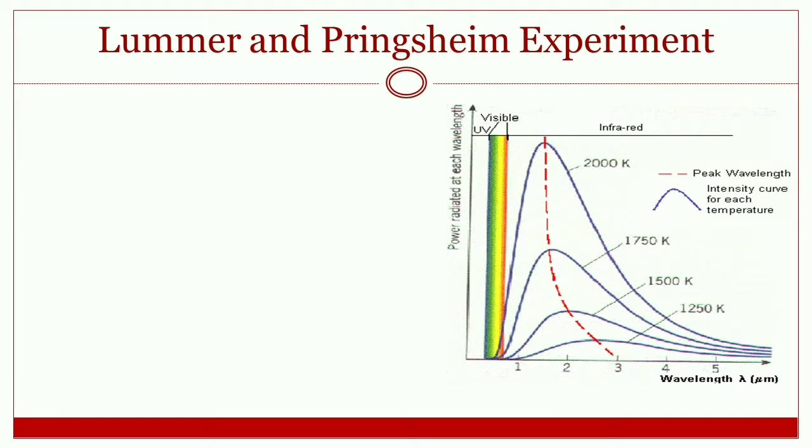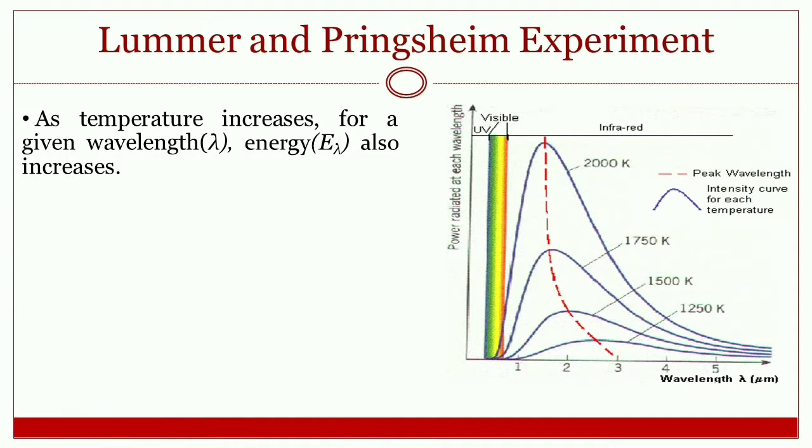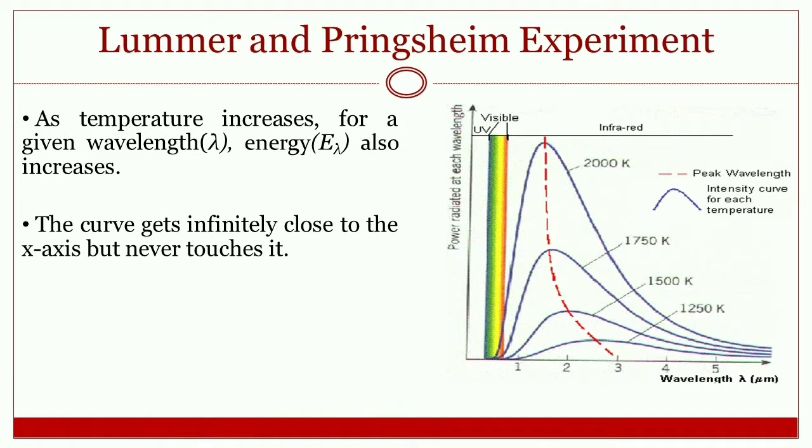Then Lummer and Pringsheim experiment. Lummer and Pringsheim observed the variation of power radiated versus wavelength at different temperatures, as shown in the figure on the right hand side, where the blue line indicates the variation of intensity. All the peak wavelengths are indicated by the red dotted line. You can see in the picture. So they observed that with increase in temperature at a given wavelength, the energy increases. The intensity decreases but never touches the x-axis. You can see the blue line never touches the x-axis.